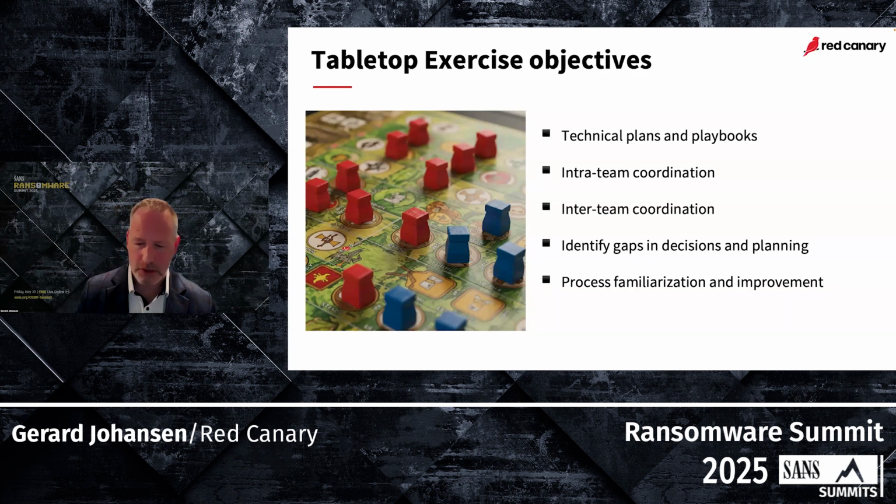Everybody's going to be involved, from marketing and communications to your legal department to your finance. How do all of those teams work together with your security or your incident response teams? How do you work together with a third-party service provider like a breach coach or a ransomware negotiation team? So all of those teams all have to coordinate together. Our objective overall is to identify gaps in decision and planning and how we coordinate.